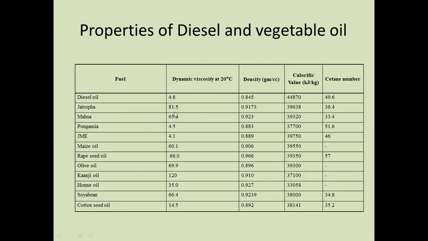So that's why, with the help of the transesterification process, we can reduce the viscosity. In the raw Jatropha oil, the dynamic viscosity is 81.5 centipoise. But after completion of the process, in the Jatropha methyl ester, the viscosity is almost 4.1. This 4.1 is near to the diesel viscosity.